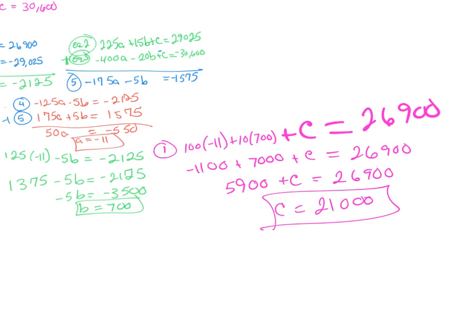So our answers: a is negative 11, b is 700, c is 21,000, and with those numbers, we're writing our equation. It's h of t, actually. h of t is equal to ax squared, and a is negative 11, plus bx, b is 700, so plus 700x, plus c, so plus 21,000. So that is the formula that models this data. So if we were to graph all the points and graph this equation, it would fit the data.